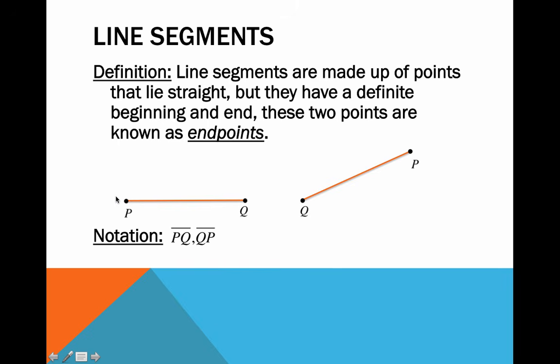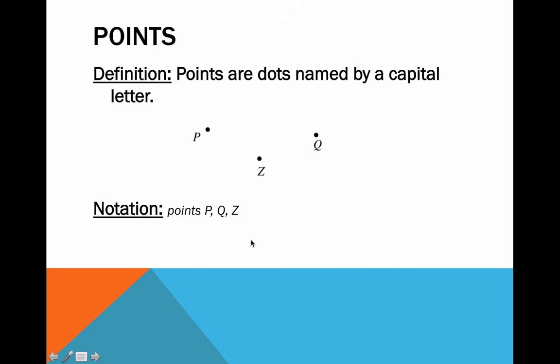To label a line segment, you must label it by its 2 endpoints. Therefore, the 2 line segments shown would be labeled either line segment PQ with the appropriate symbol above it, or line segment QP. The order of the letters does not matter as long as you use the 2 endpoints to label it. Our next vocabulary word is points. Points are dots named by a capital letter. We've already been using points to label lines, rays, and line segments. But a point by itself is just a capital letter.